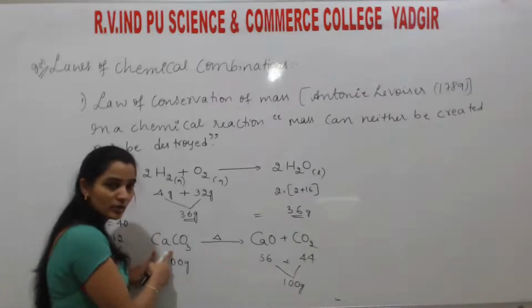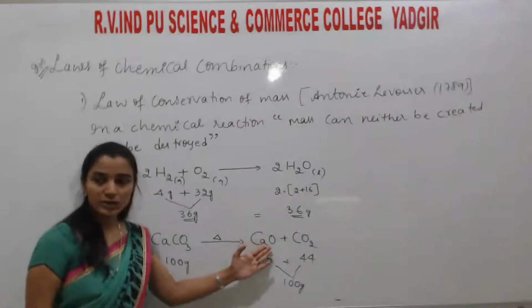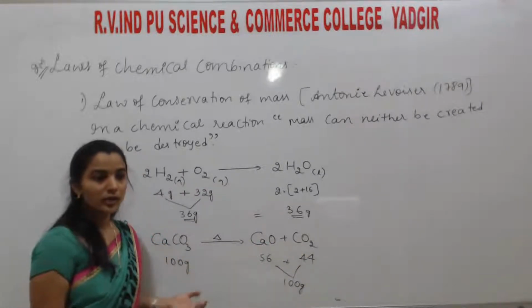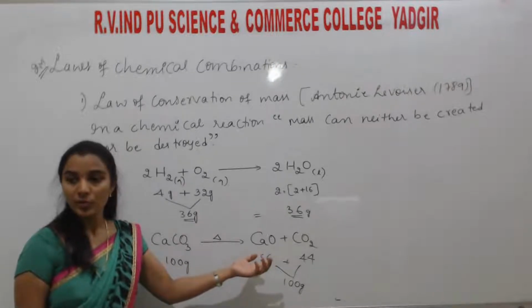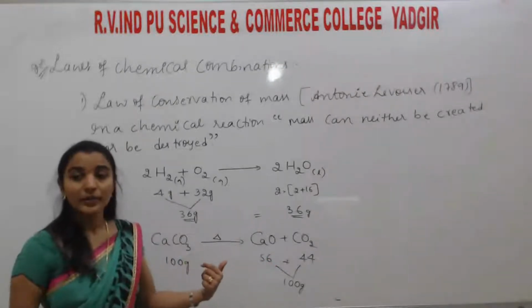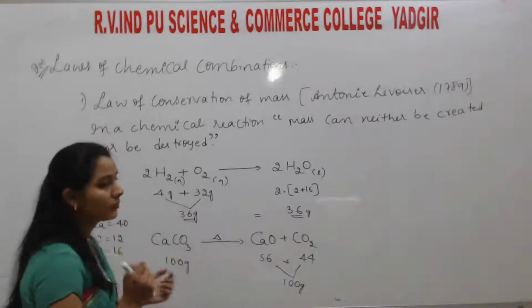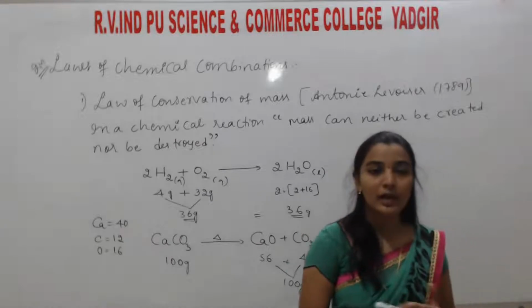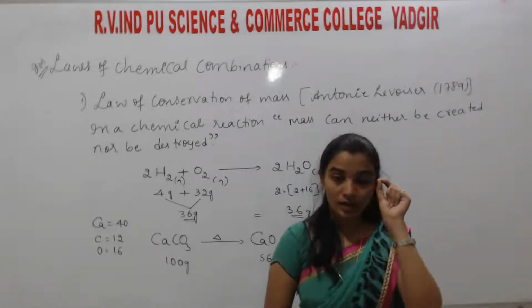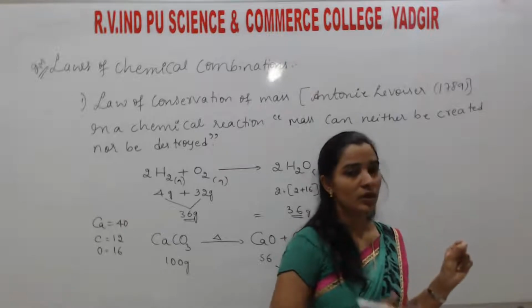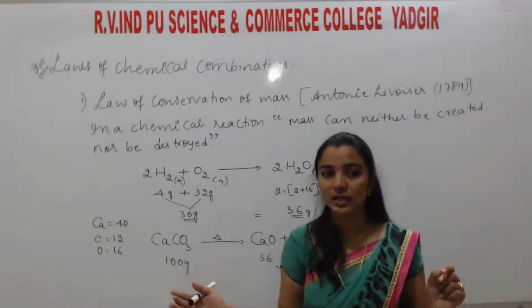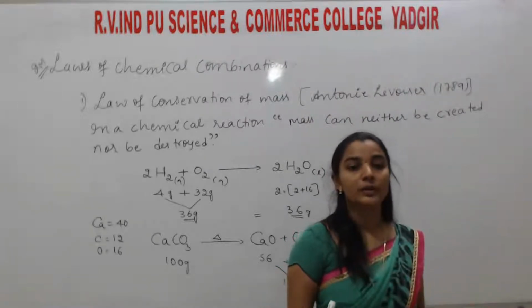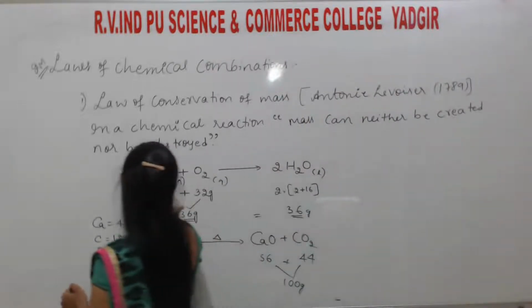Here CaCO3 is a salt. Here CaO is an oxide. CO2 is a gas. Their nature changes, their behavior, the chemical property changes, but their mass is conserved. That is the law of conservation of mass. Not only these two examples, if any reactions occur, if we balance them, they always obey the law of conservation of mass. Whatever the mass we are using in the reactant side, that much mass is produced in the product side.